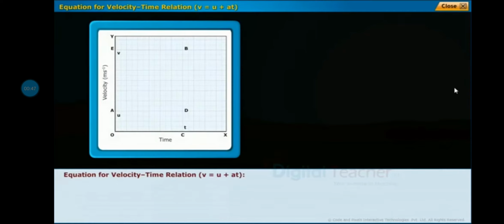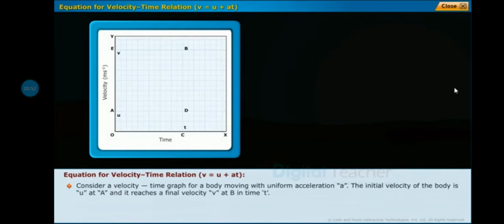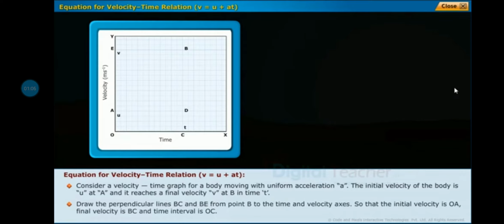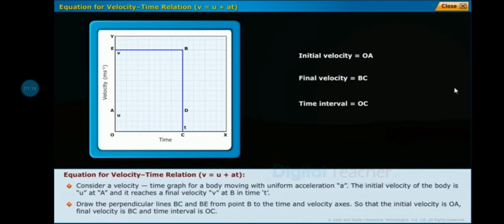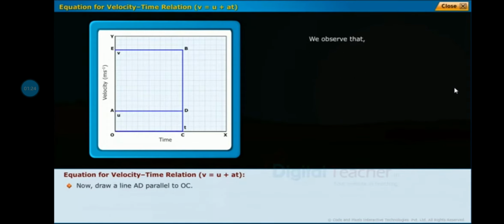Equation for velocity time relation, that is v is equal to u plus at. Consider a velocity time graph for a body moving with uniform acceleration a. The initial velocity of the body is u at A and it reaches a final velocity v at B in time t. Draw the perpendicular lines BC and BE from point B to the time axis and velocity axis, so that the initial velocity is OA, final velocity is BC and time interval is OC. Now draw a line AD parallel to OC.